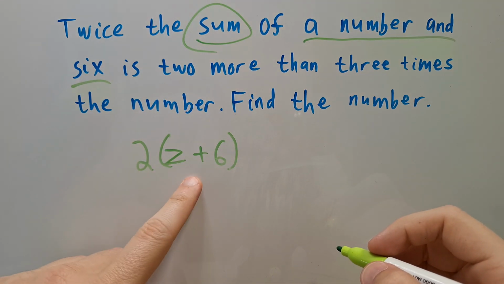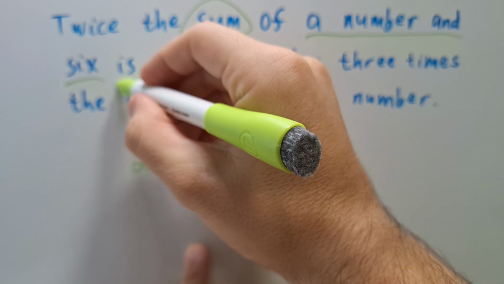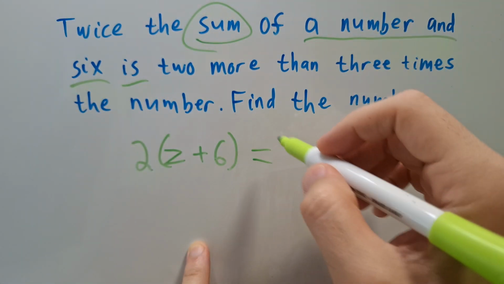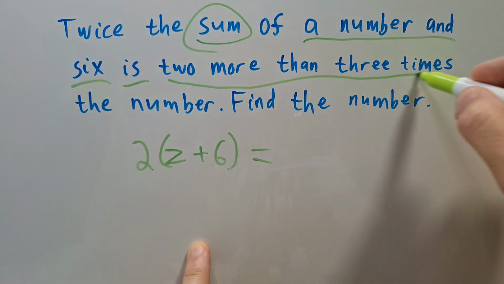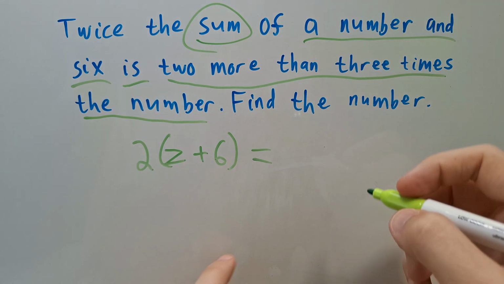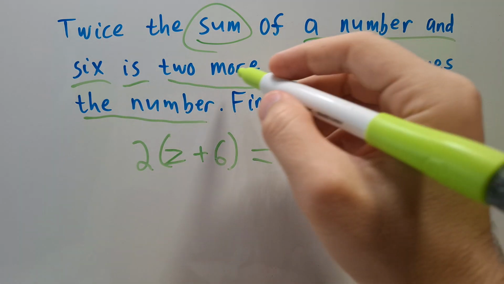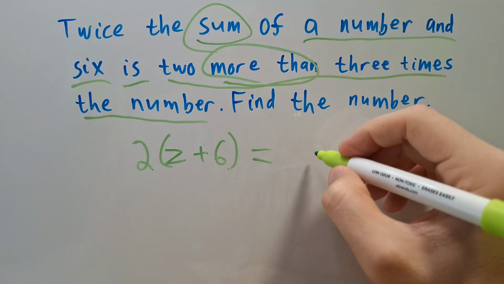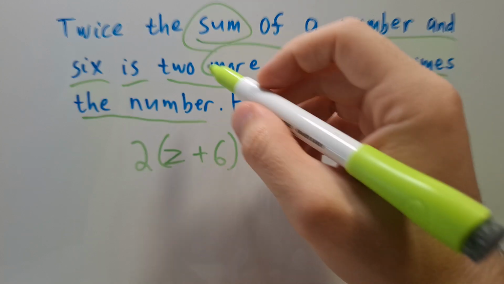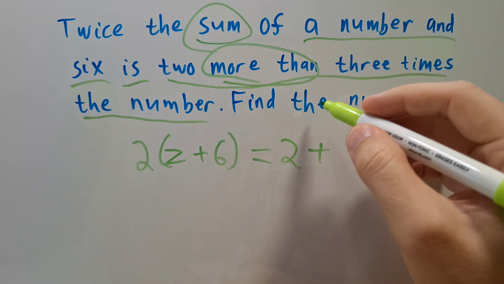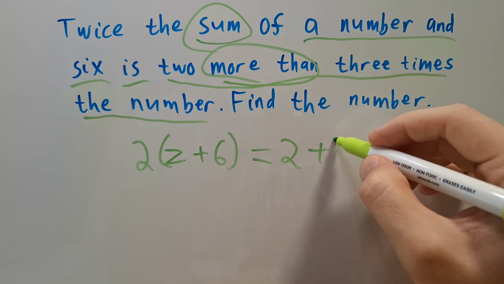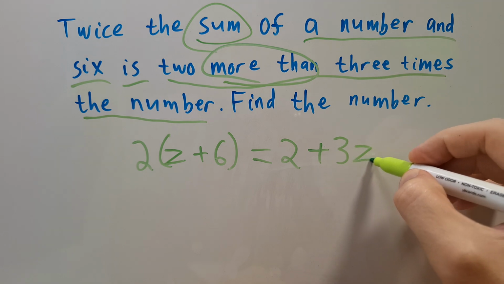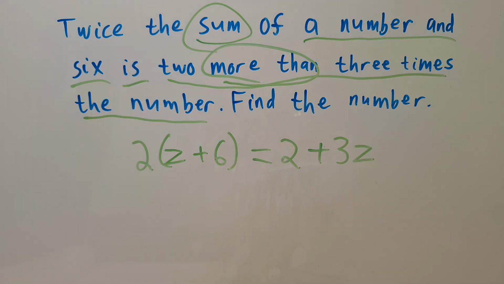So 2 times this quantity is, meaning equals, 2 more than 3 times the number. So 2 more than, we know that this translates to addition. So 2 more than 3 times the number. Find the number. So this part is done, the translation. All we have to do now is solve.